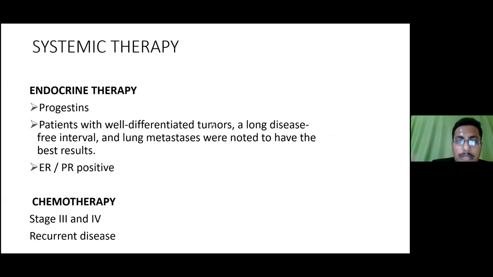And coming to systemic therapy, there are endocrine therapy and chemotherapy. Endocrine therapy, like the use of progestins, in patients with well-differentiated tumors, a long disease-free interval, and lung metastasis, was noted to have the best results. That depends upon ER and PR positivity. And chemotherapy is for stage 3 and stage 4 and recurrent disease.